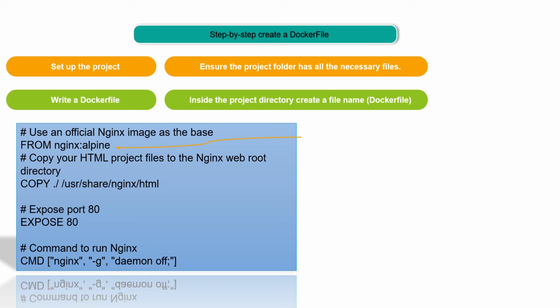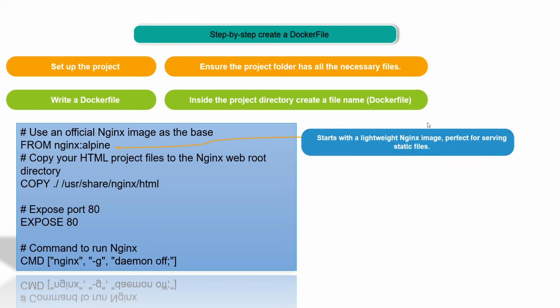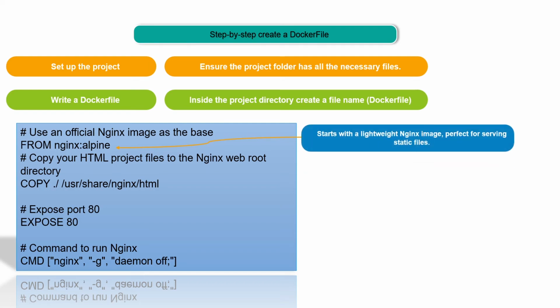This is the format of a Dockerfile from nginx:alpine. What is this? The base of our project is Nginx. Nginx is a web server that serves web applications. What is Alpine? Alpine is a lightweight Nginx image version. It's perfect for serving static files. Our web page is a static web page. We will serve it by the Nginx web server.